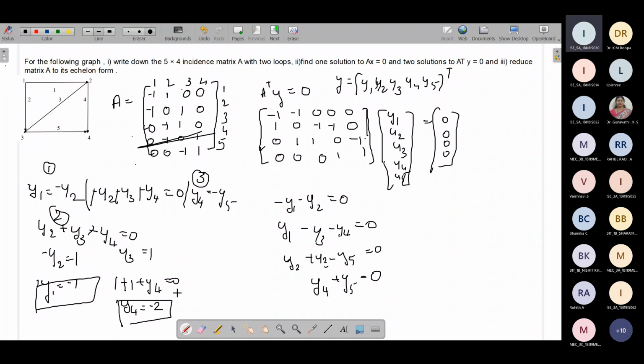Now, if we know y4, y5 is easy to find. So what is y5? Negative of this y4, it will be 2. That's it. So this is one solution. So y will be equal to, what is y1? y1 is minus 1. Again, y2 is 1, y3 is 1, y4 is minus 2, y5 is 2. So this is one solution. To find one more solution, they are told to find 2 solutions.